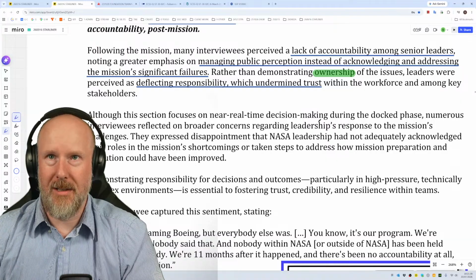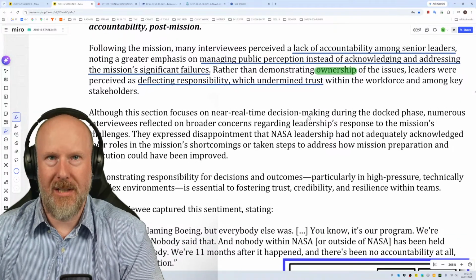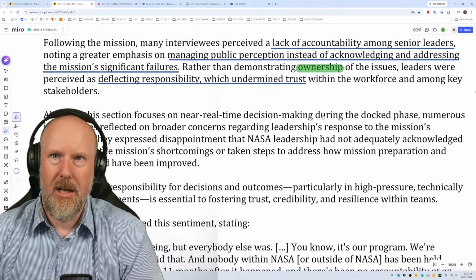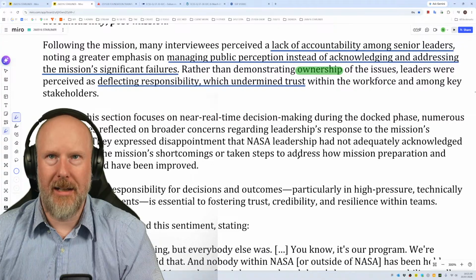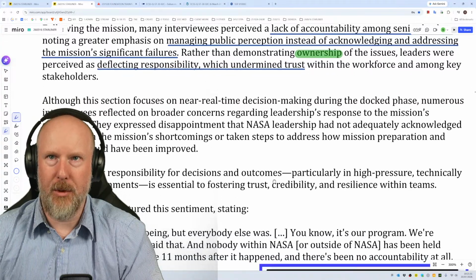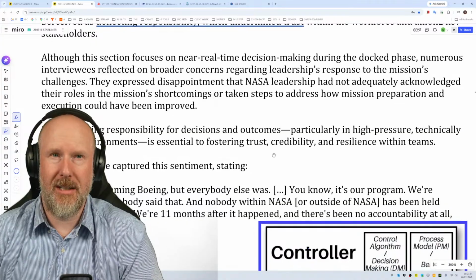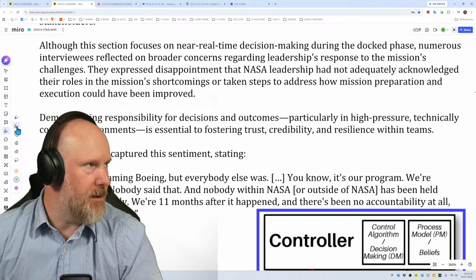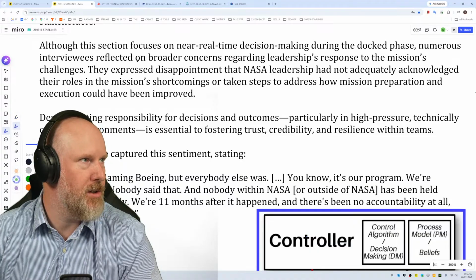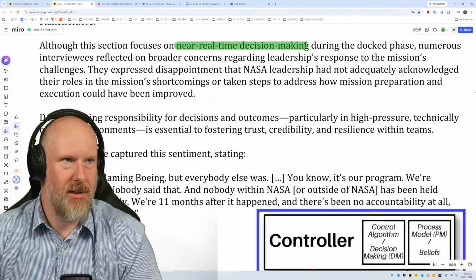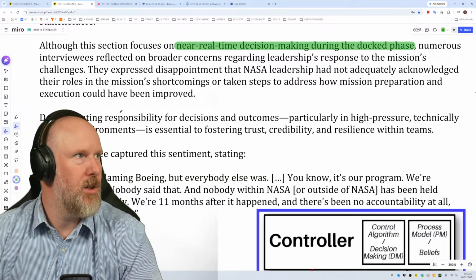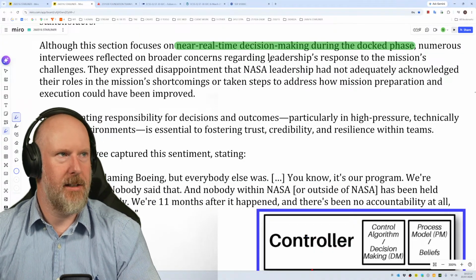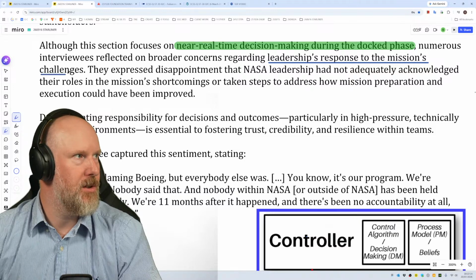Not only for the program itself and obviously safety, but the trust of everybody involved. We have to be aligned. We have to trust that things will be done right. And that kind of behavior is really, really not acceptable for any program, but especially this kind of program. Although this section focuses on near real-time decision-making during the docked phase, numerous interviewees reflected on broader concerns regarding leadership's response to the mission's challenges.